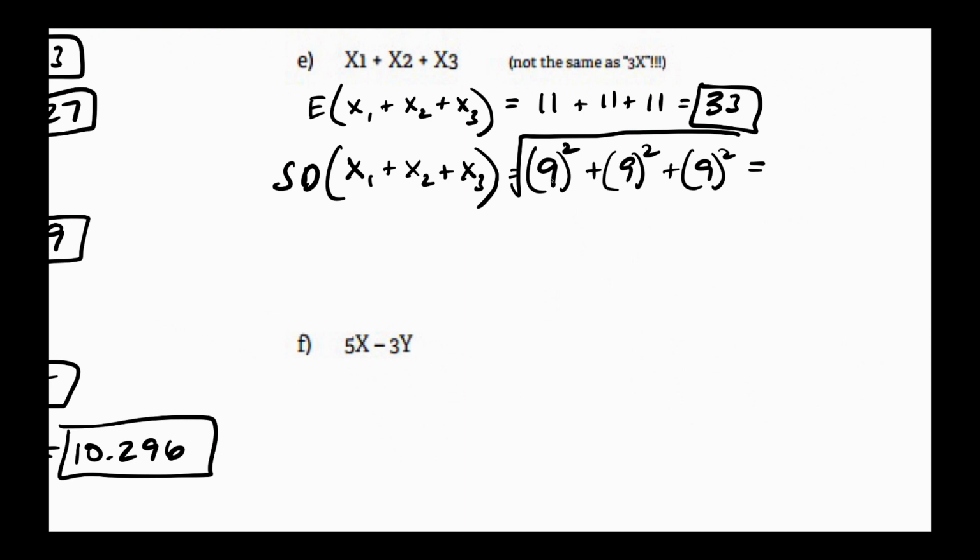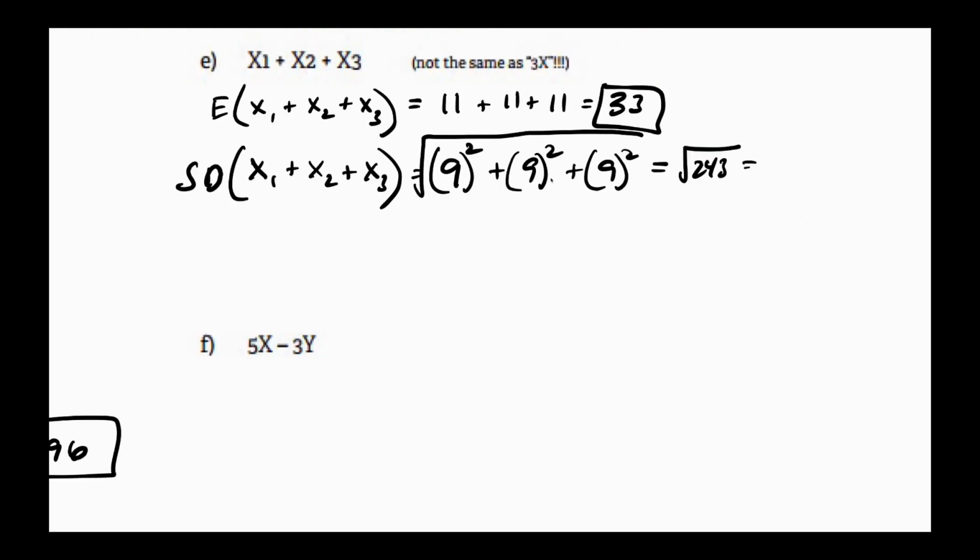So the square root of 243, which is, what was it? What was the square root though? When you took the square root of 243, you get, say it one more time, Josh. 15.588.